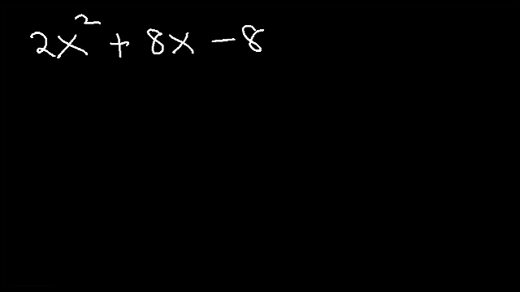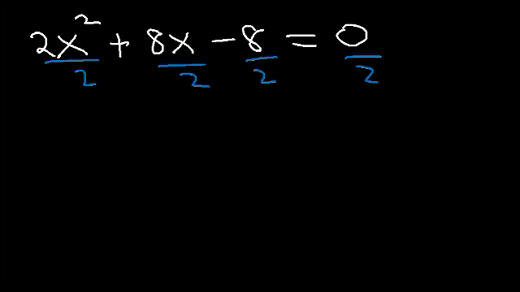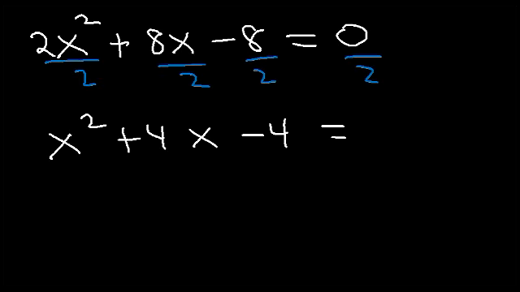So now let's try another example. Let's say we have x squared plus 8x minus 8 equals 0. Try that one. So notice that all of the coefficients are even. In this case, reduce it. Let's divide everything by 2 before we do anything. So it's x squared plus 4x minus 4 is equal to 0.